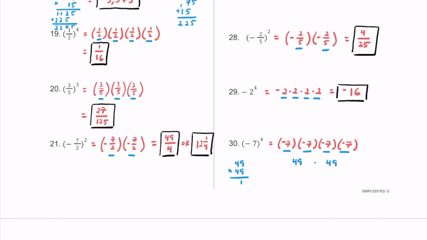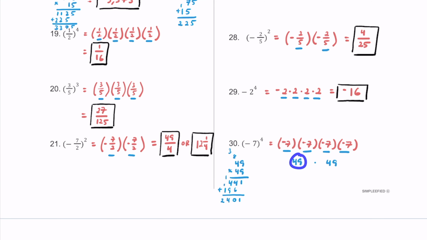9 times 9 is 81, carry the 8. 9 times 4 is 36, plus the 8, that's 44. So 441 for our first partial product. 4 times 9 is 36, carry the 3. 4 times 4 is 16, plus 3 is 19. Let's go ahead and add these up here. So 1, 4 plus 6 is 10, carry the 1. That's 14, carry the 1. That should be 2,401.